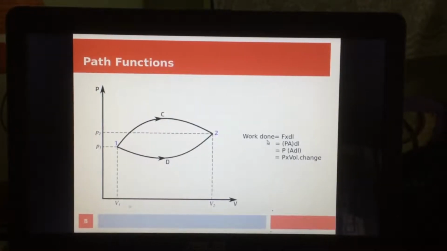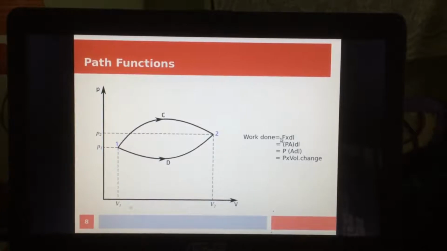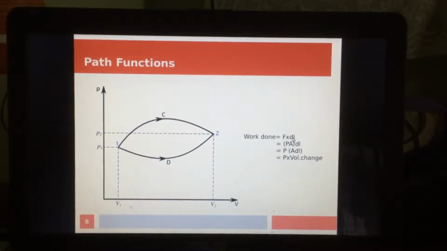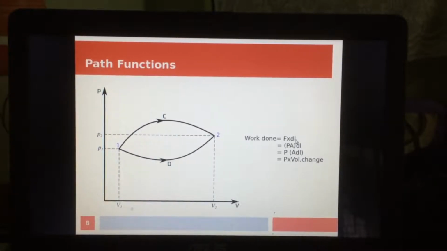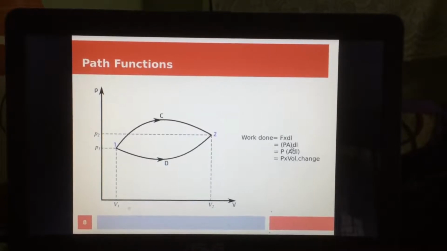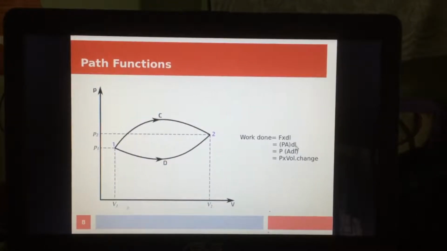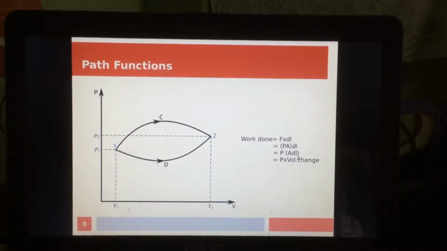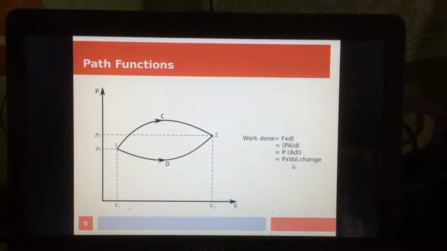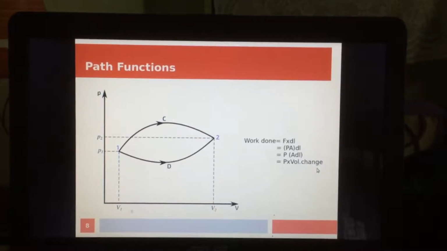The work done, as in mechanics we have seen, is equal to F multiplied by the distance travelled. Now, F is nothing but pressure times area, so it is P A dl. Now, what is A dot dl? A dot dl is area times the length, so it gives us the volume change.